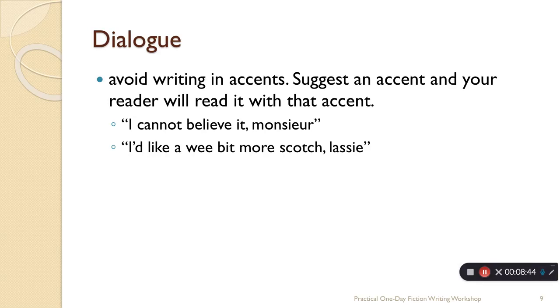So we hint at accents, and a hint might be like this: "I cannot believe it, monsieur." So if we're reading that, we know that the character is French speaking. So the funny thing that readers will do after a while is, when they know that character is speaking, they will automatically add a French accent in their mind when they're reading it. Another example, "I'd like a wee bit more, Scotch lassie." So this is obviously someone from Scotland talking like that.